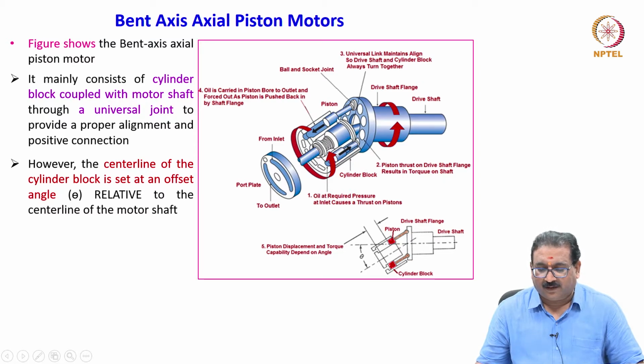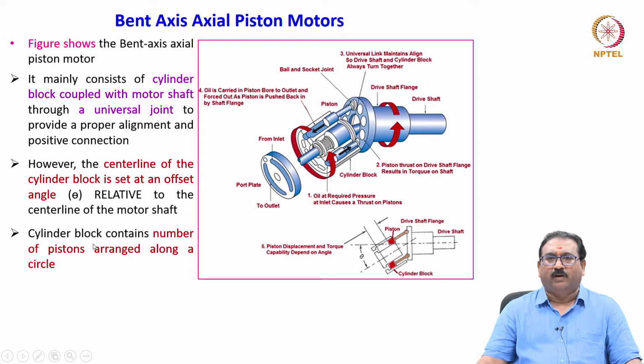Then you will see here the pistons connected to the drive shaft flange using the universal link, meaning the piston rod is connected to the drive flange through the ball and socket joint. These are all the ball and socket joints. At the other end is the kidney shaped port plate, with the inlet where the pump pressure is acting over it, and this is an outlet which is connected to the tank.